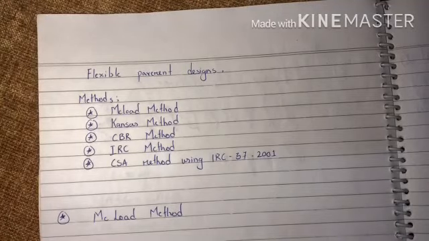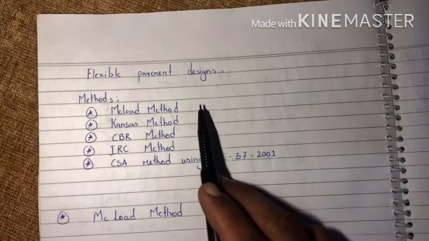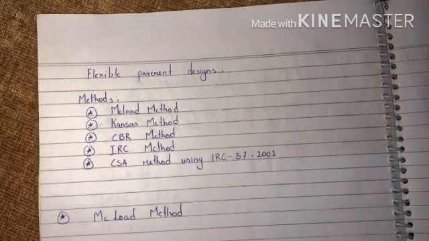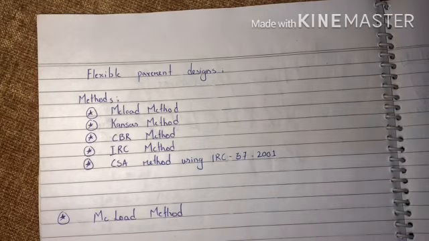Good morning, students. In the previous lecture, we discussed flexible pavement design methods. There are many methods, and in our syllabus we have these different methods prescribed. In the previous lecture, we discussed the McLeod method and solved a problem based on it. Followed by that, we'll be discussing the Kansas method in today's lecture, and we'll also be solving a problem on the Kansas method.